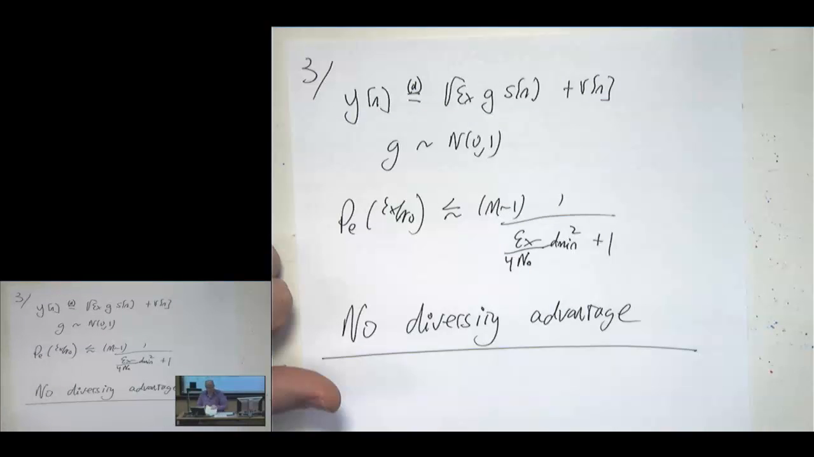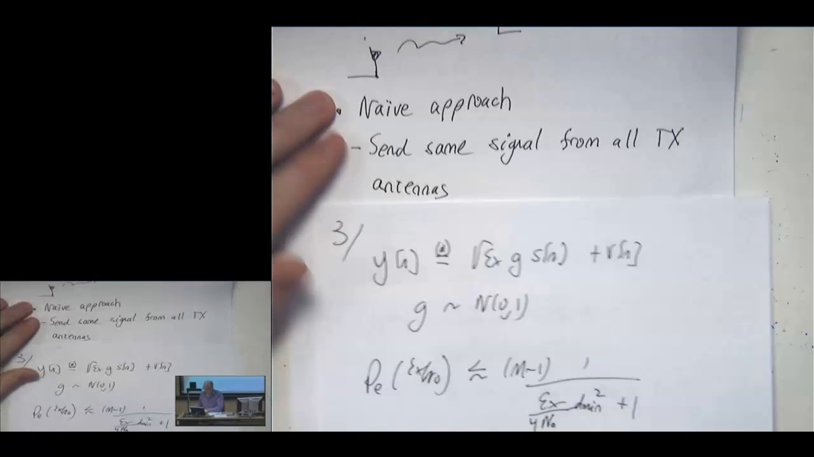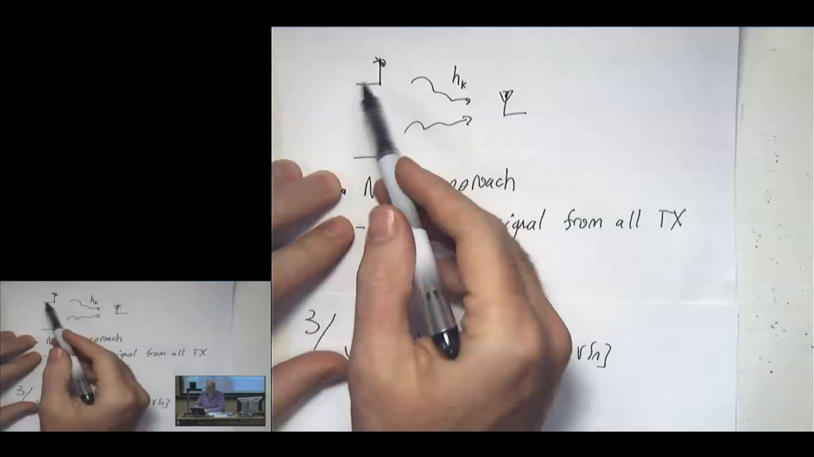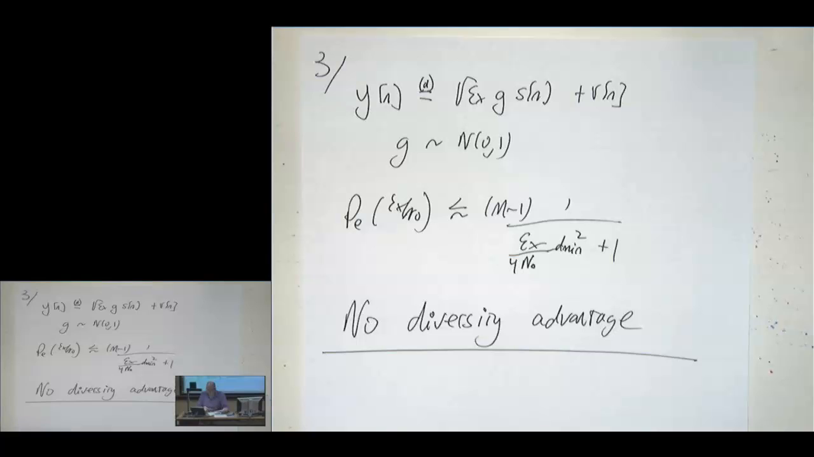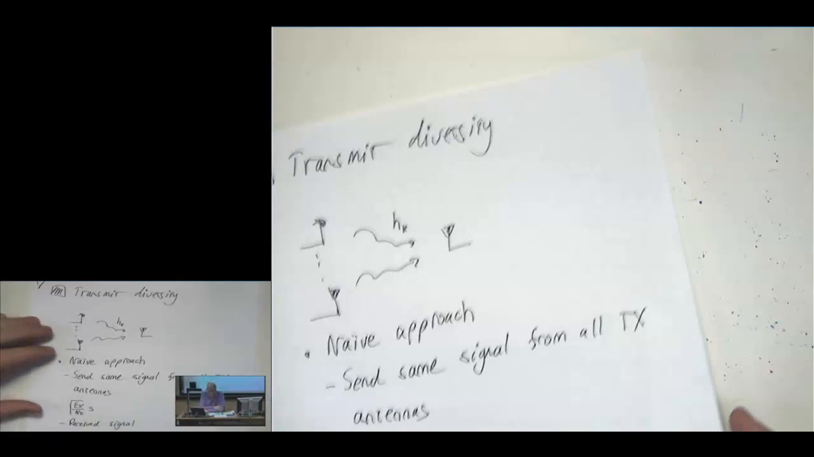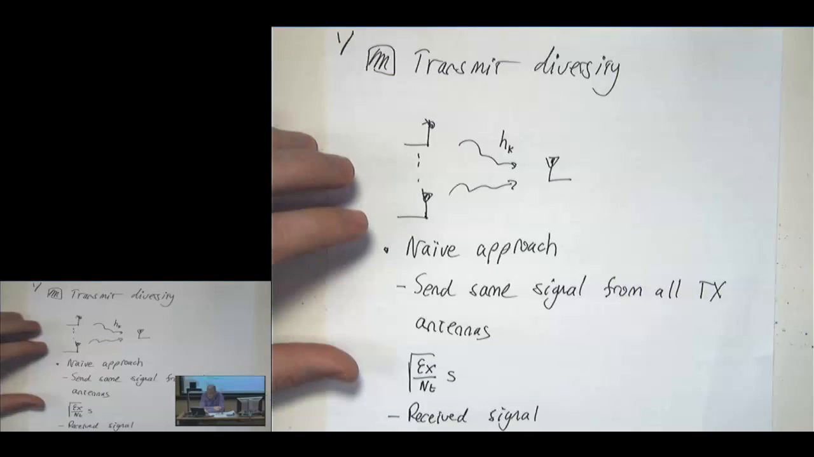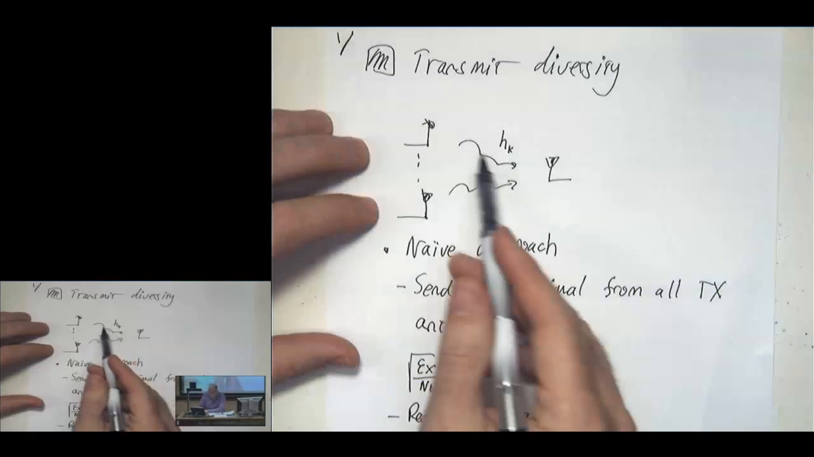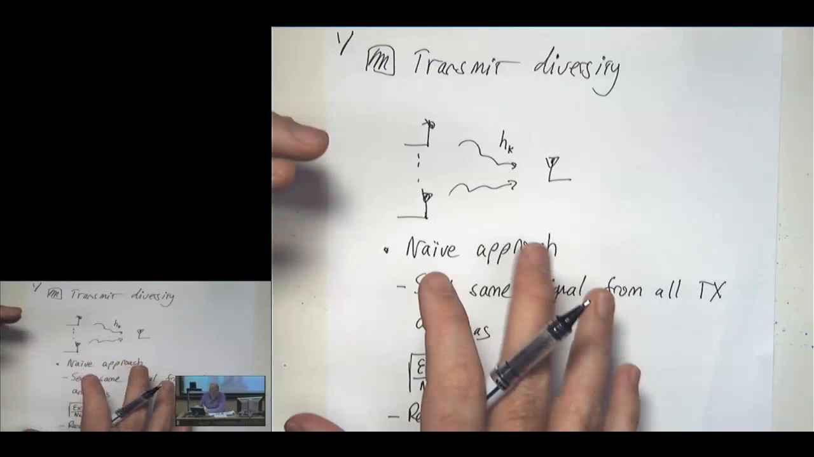So the approach of sending the same signal from all the antennas, just repeating your symbol, leads to no benefit at all. And the intuition is as follows. In the maximum ratio combining case, remember that we co-phased before adding the signals. Here, there's no co-phasing. So the signals each see a different realization of the channel, which has an independent magnitude and phase.